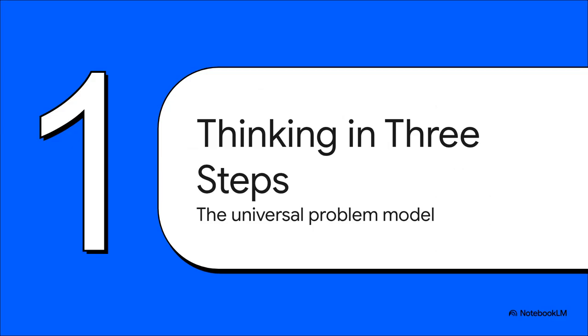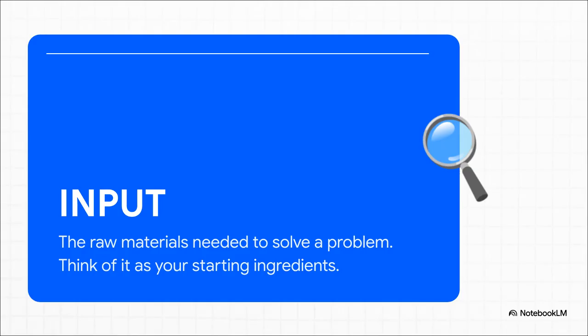So what is this secret logic that we all seem to know? Well, it turns out that for just about any problem you can think of, we instinctively use a really simple three-step model. Okay, step one is the input. The easiest way to think about this is like the ingredients for a recipe, right? If you want to bake a cake, your inputs are the flour, the sugar, the eggs, all the raw stuff you need to even get started.